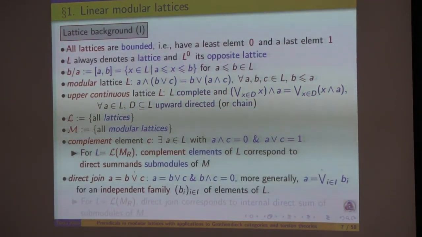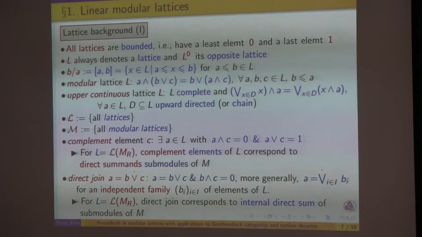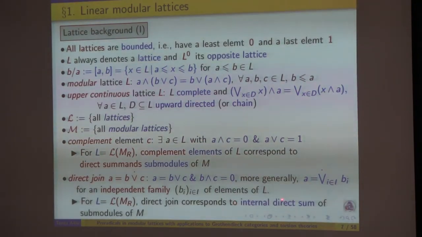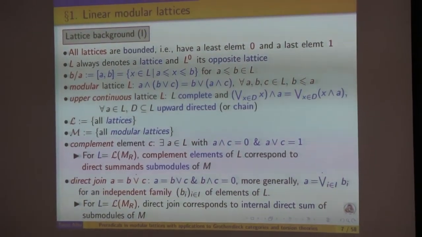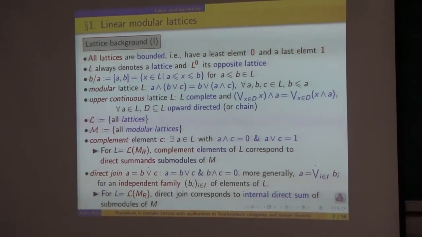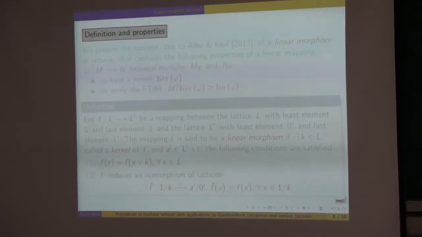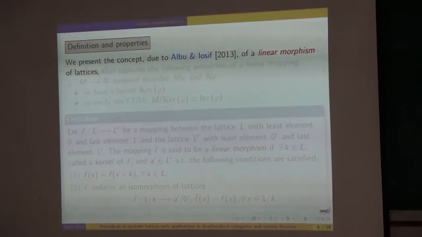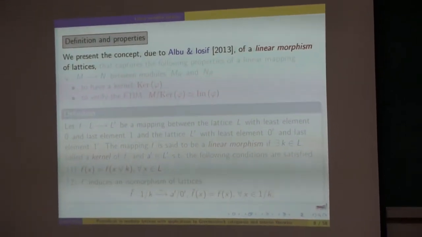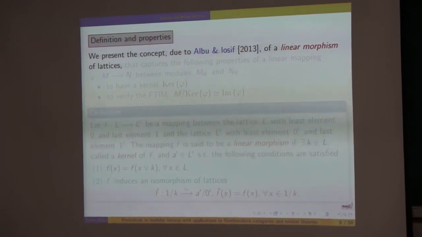For an indefinite family of elements, joins correspond to arbitrary direct sums of submodules. For this lattice of all submodules, direct join corresponds to internal direct sum. Not direct sum for general modules, it's the internal direct sum. Okay. Now, the definition and properties of this concept of linear morphisms of lattices.